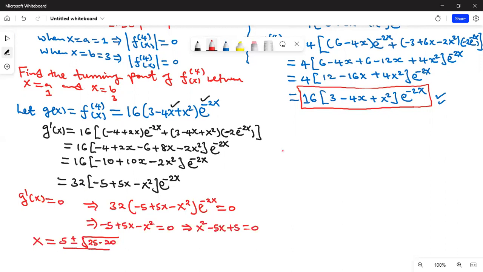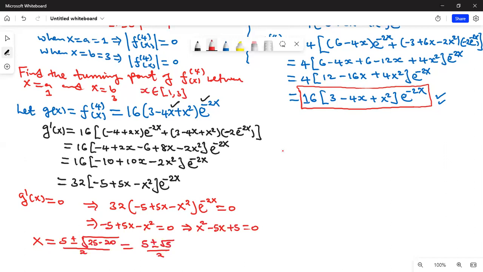Everything you divide by 2 times a, which is 2 times 1, which is 2. So this is 5 plus or minus root 5 over 2. Let's see. Our interval is 1 to 3. Remember the interval: x is a member of the interval 1 to 3. You need to know which of these values of x that you have found falls within the interval. Let's see the positive one.